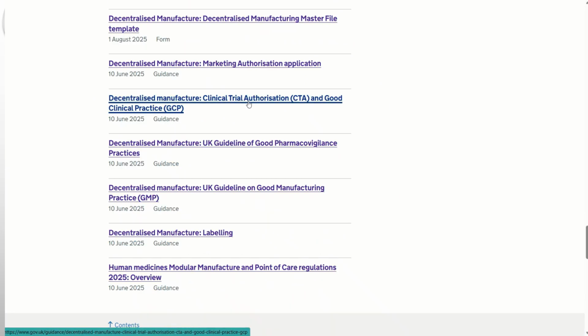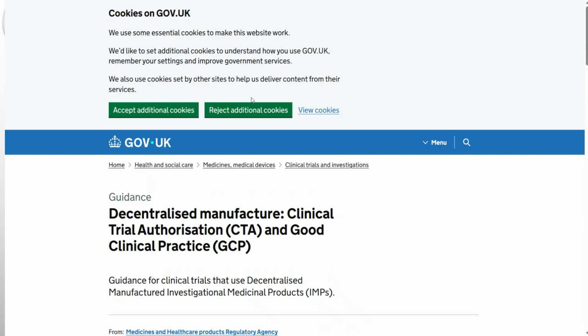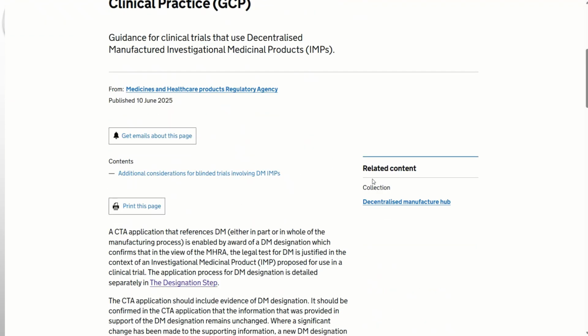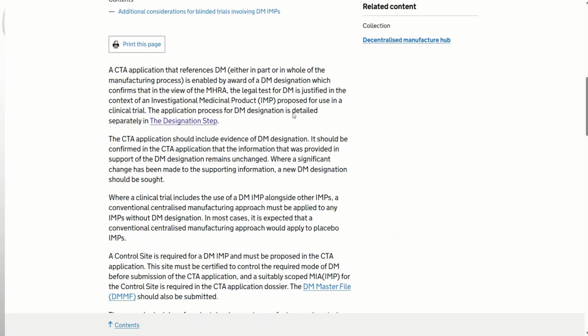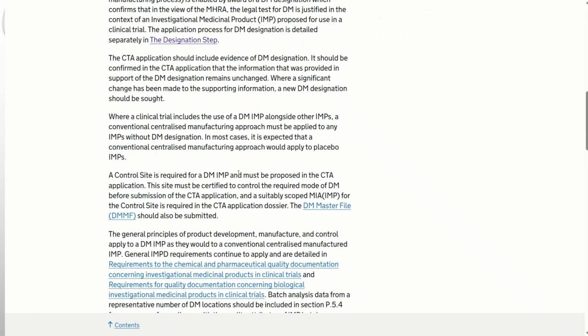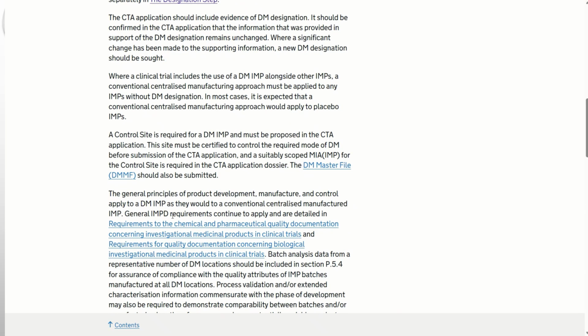And then clinical trial authorization and good clinical practice. Let's quickly look at that. Again, you reference it, you have your decentralized manufacturer designation. You have to go through a designation step. You have a drug master file.